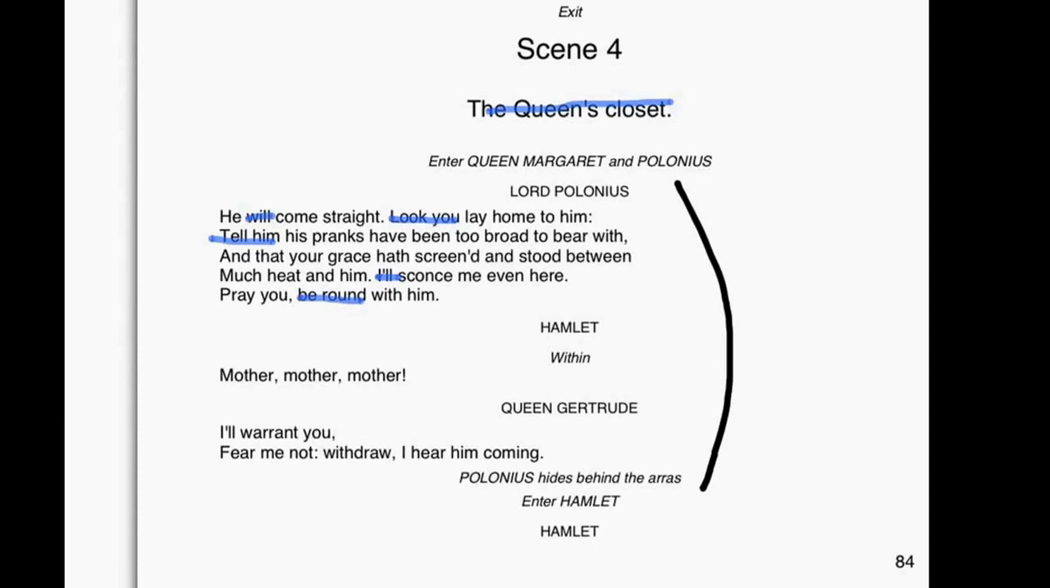So then we have Hamlet enter down here. And the exchange that follows, so really the rest of the scene, allows us to explore that relationship between Hamlet and his mother, as well as Hamlet's ideas about family loyalty.